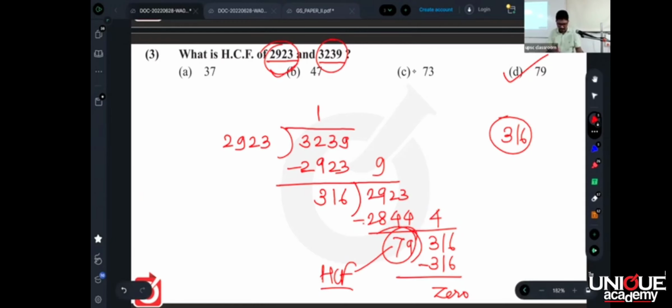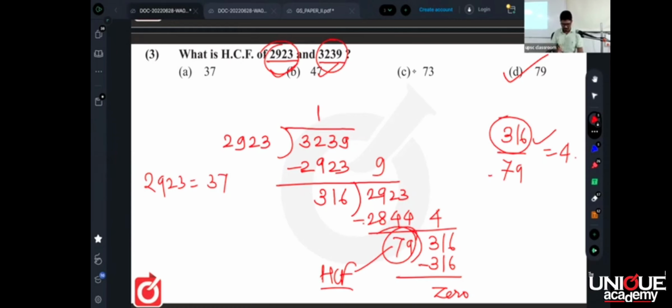Now, moreover, I would like to tell you another thing. These two numbers differ by how much? 316. When 316 is divided by 79, we get quotient 4. That means, let me tell you, 2923 when divided by the HCF 79 gives 37 as quotient. So 37 into 79 is 2923. And so obviously 3239 must have a quotient of 41 when divided by 79. Why? Because it is greater by 316 and 316 is the fourth multiple of 79.